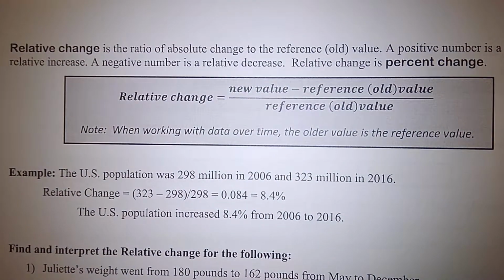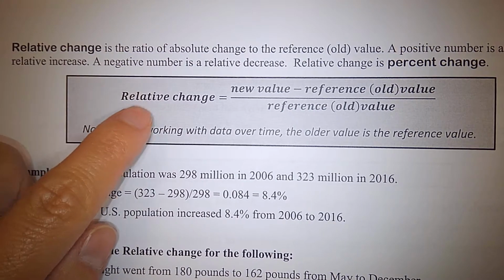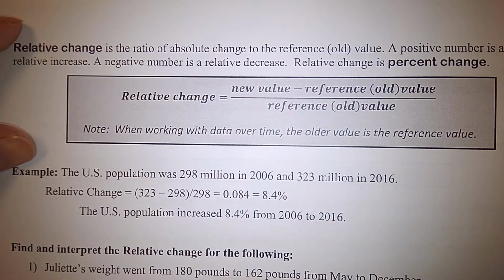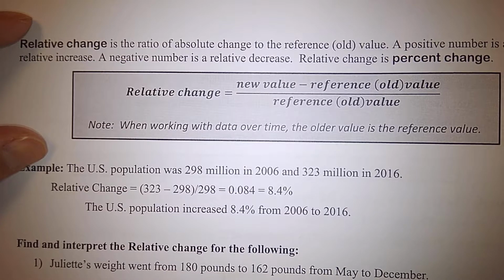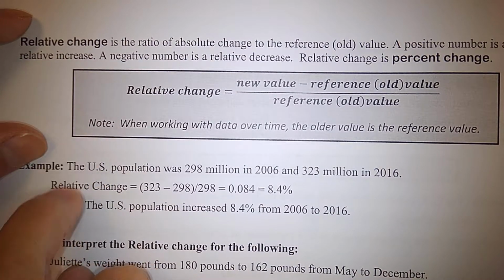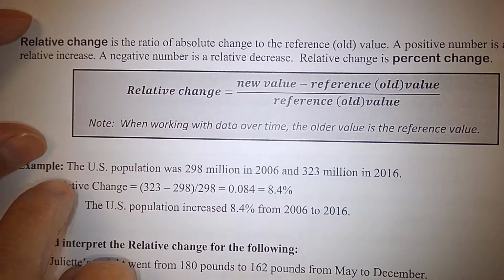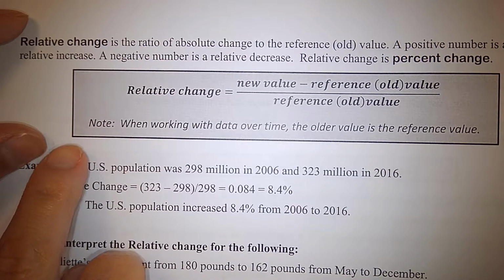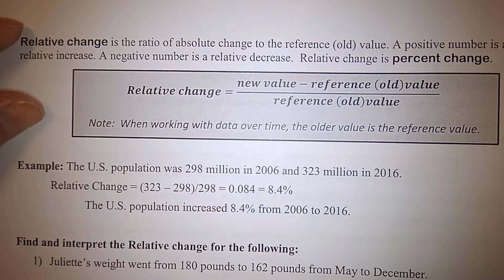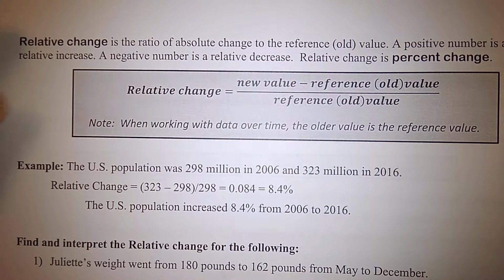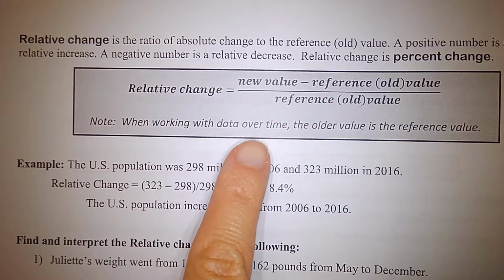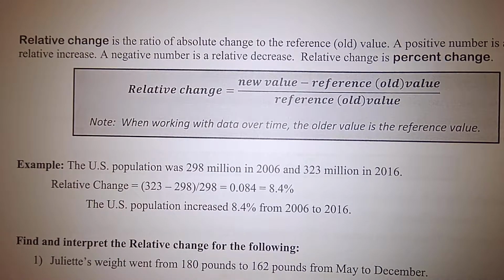The second formula from this section is relative change, okay? I'm going to ask a volunteer to read this paragraph included in this gray box for us. Let me see whose turn. Morgan? Just the box. Relative change is the ratio of absolute change to the reference or old value. A positive number is a relative increase. A negative number is a relative decrease. Relative change is a percent change. Relative change equals new value minus reference or old value divided by the reference or old value. Note, when working with data over time, the older value is the reference value. Okay, very good. Thanks.